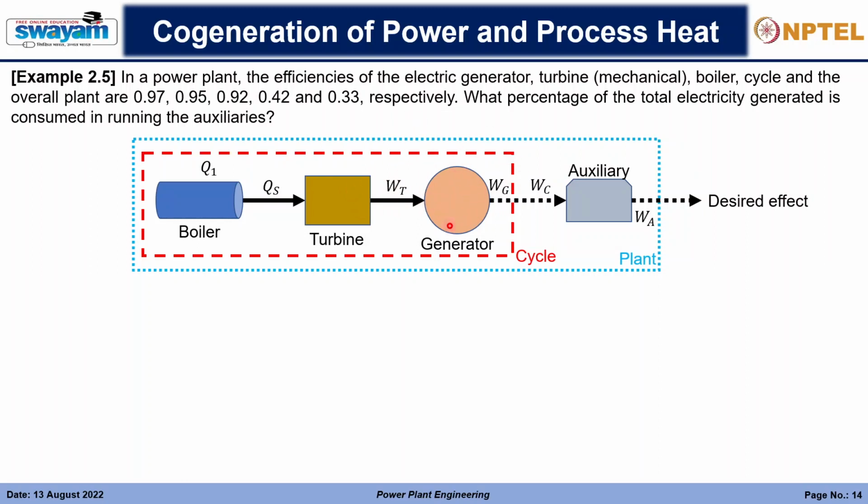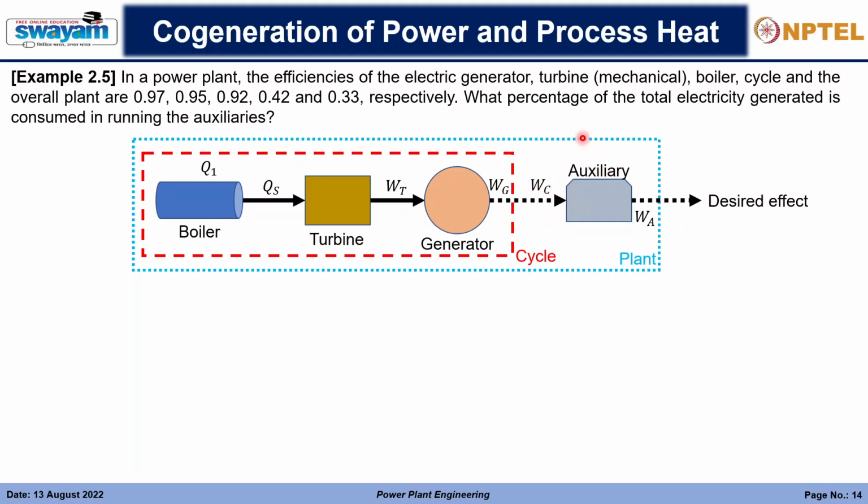Also the generator has some losses, like friction loss. It is a moving part, right? The friction loss and everything. Taking that into consideration, from WT the electrical power is reduced to WG. Then the whole cycle will also have an efficiency, so the work extracted from the generator will also reduce to WC. So that is from the cycle.